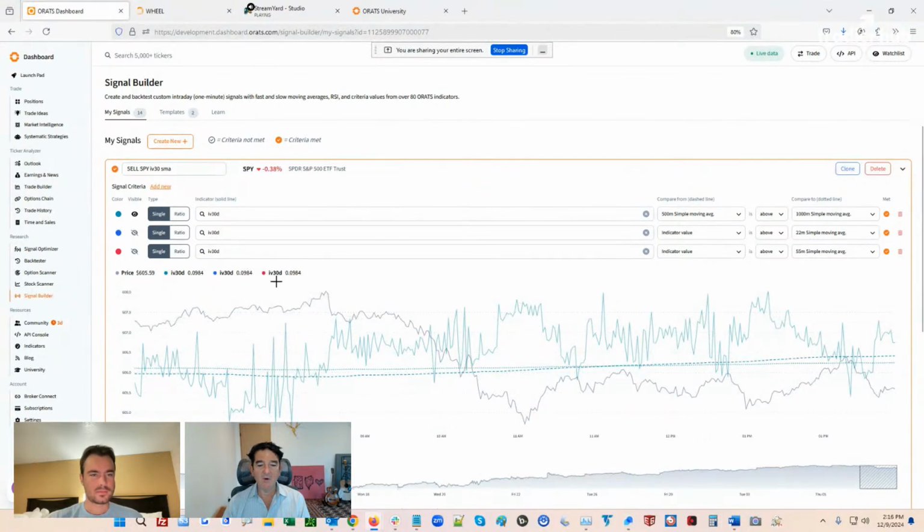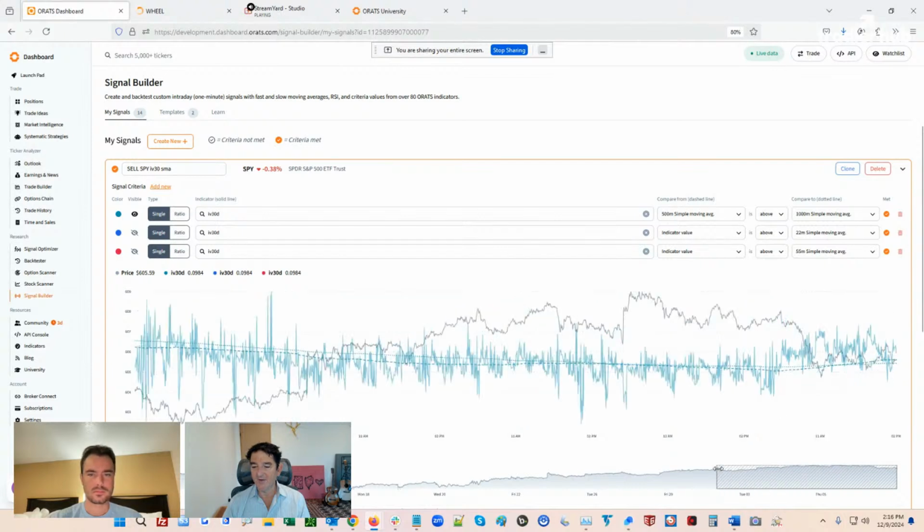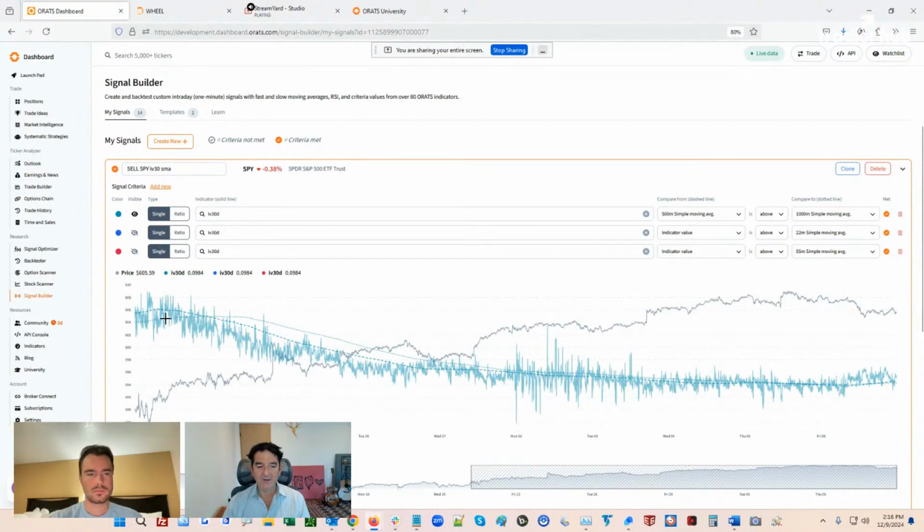Yeah, very good point. So I love using this signal builder, even though it's a very difficult tool to get going and tune up. But what you can do is, I'm dragging it back a few days here, and you can see the level. This is every minute of implied volatility.